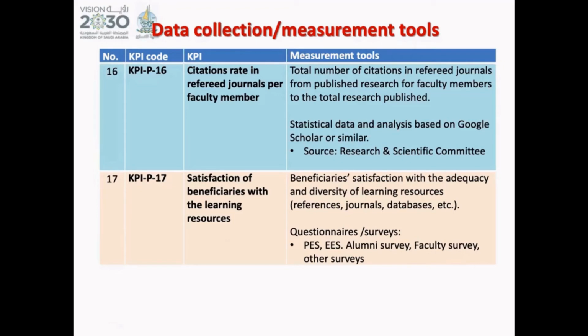KPI number 16 is about the citation. This citation rate in refereed journals per faculty member also has a big problem here. They are still very low. But for this one, you can get the data from Google Scholar or Scopus, for example. Normally Google Scholar is enough. Also, we get the data from the research and scientific committee.